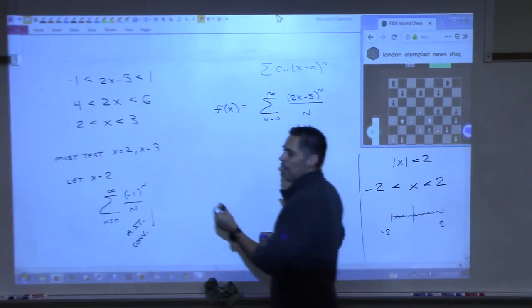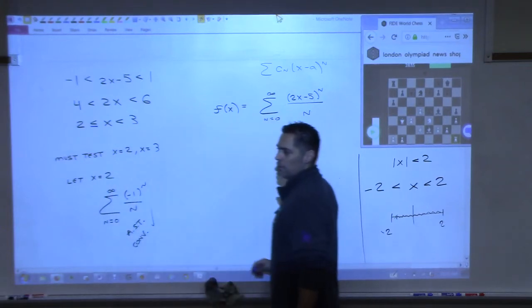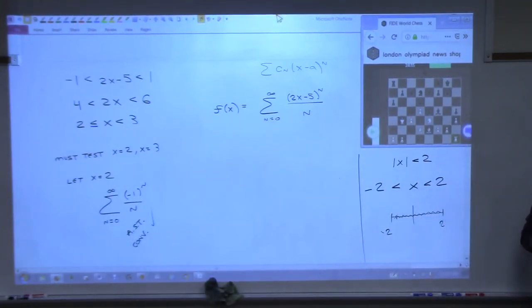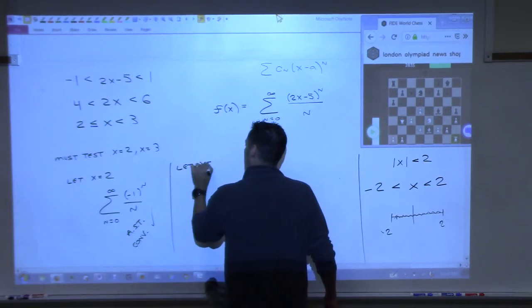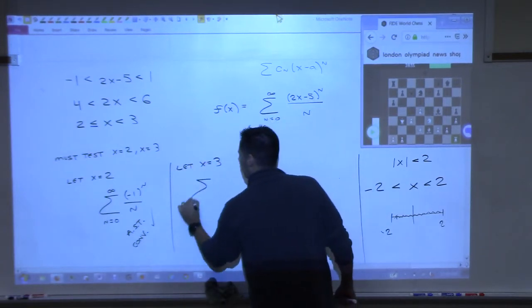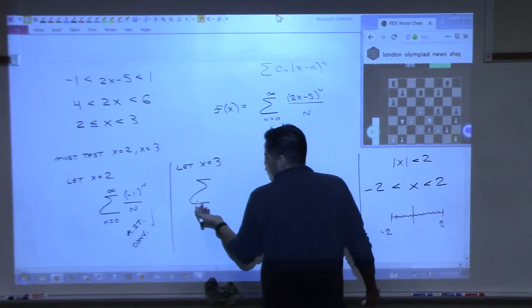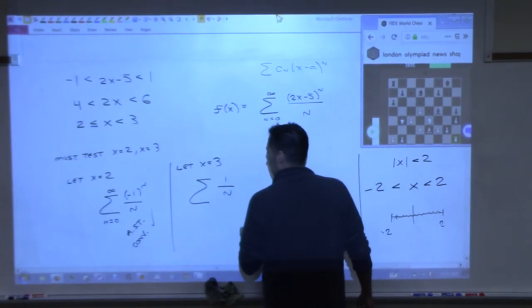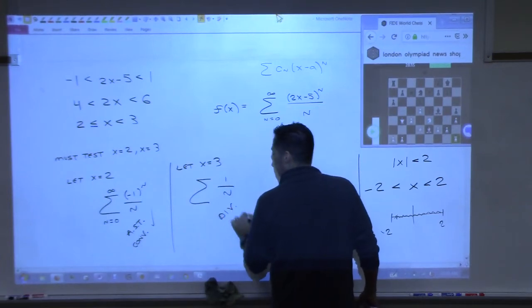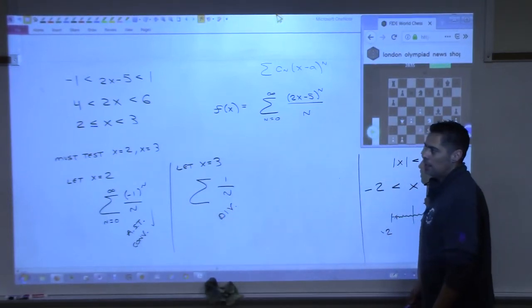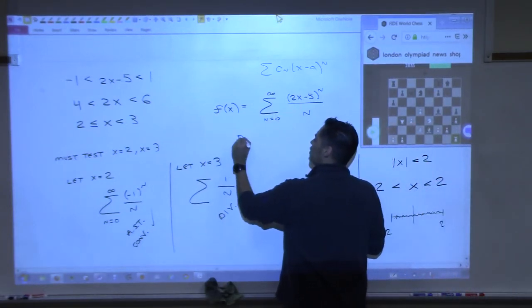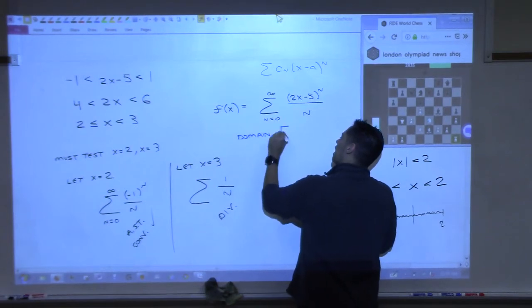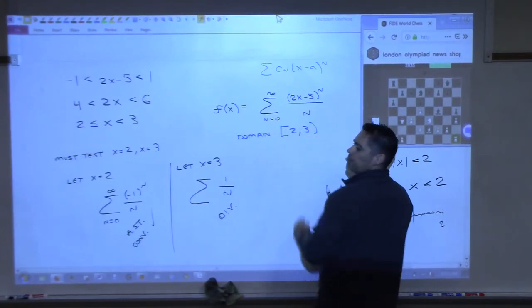So if x is 2, we've got convergence, don't we? So guess what? My domain now includes 2. You see that? I can include the endpoint. Now I have to check 3. Let x be 3. If x is 3, this becomes 1 to the n, which is just 1 over n. And that's divergent because it's harmonic. And so I exclude 3. So this function right here has as its domain the interval from 2, closed, to 3, open.